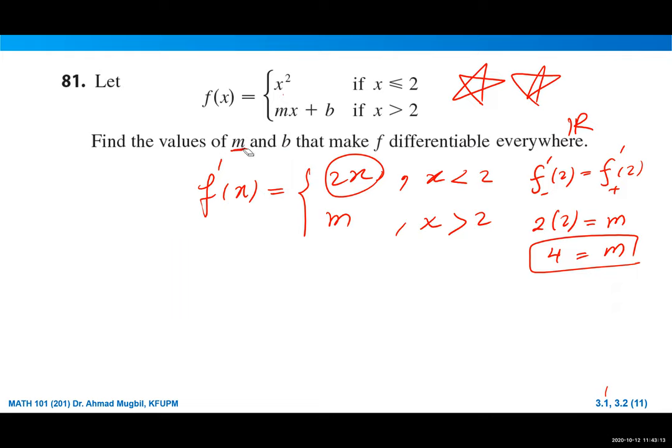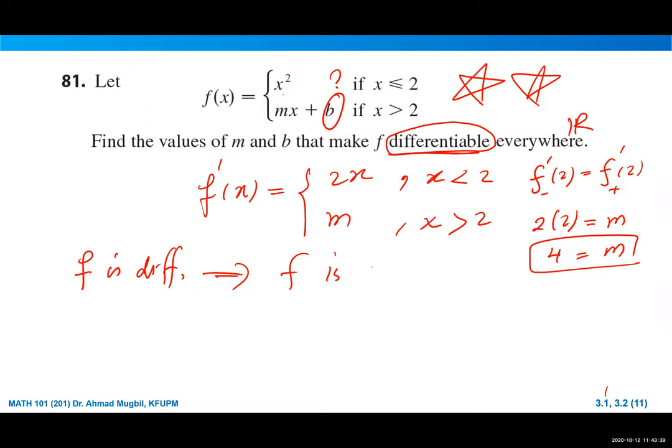The problem: how to find b? Now this is the question. Check if it's continuous at two. It should be differentiable, which means continuous. But the opposite is not correct. If it is differentiable, it is continuous. If it is continuous, it doesn't mean it is differentiable. So now, because f is differentiable, then f is continuous. I'm talking about at two. So it is continuous at two.